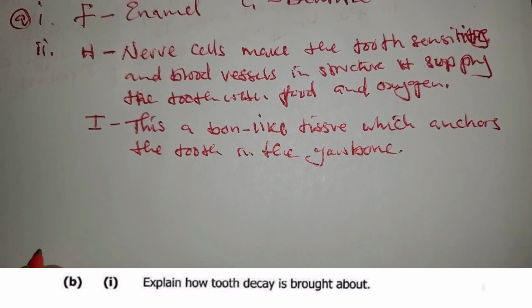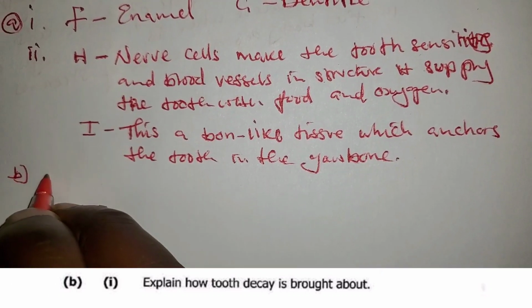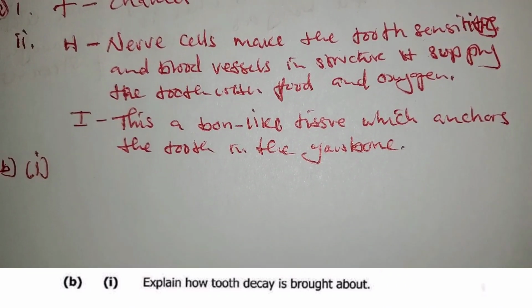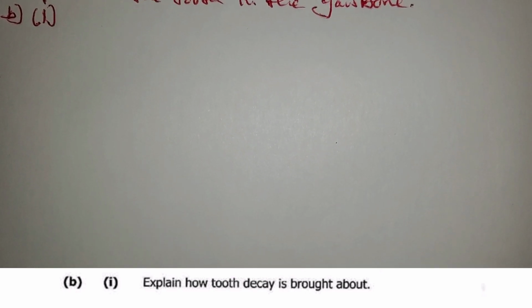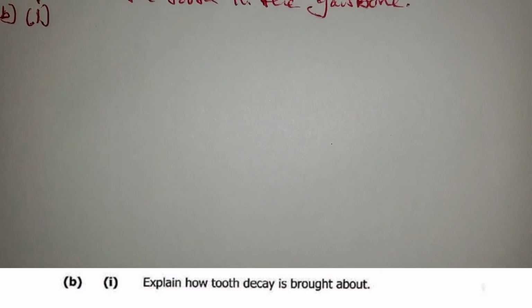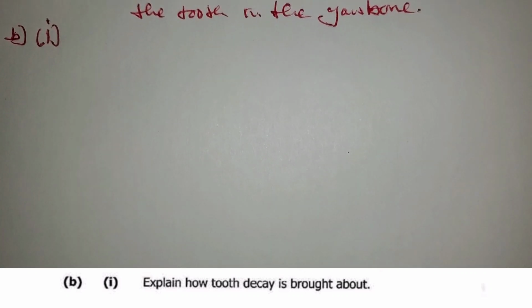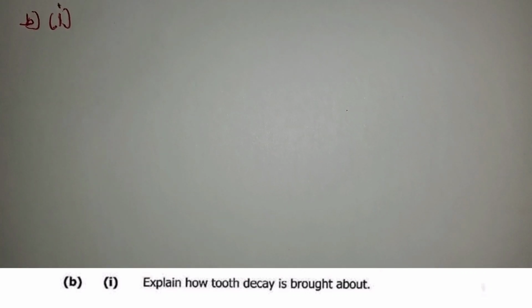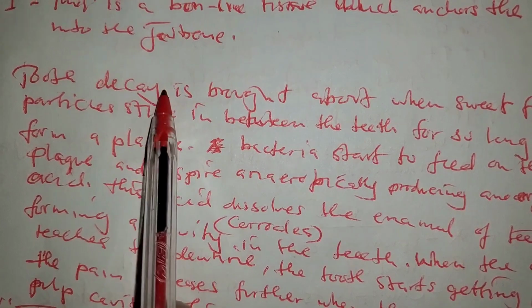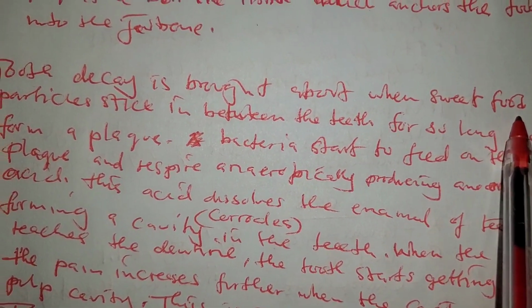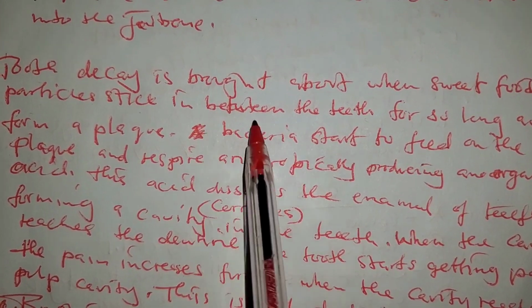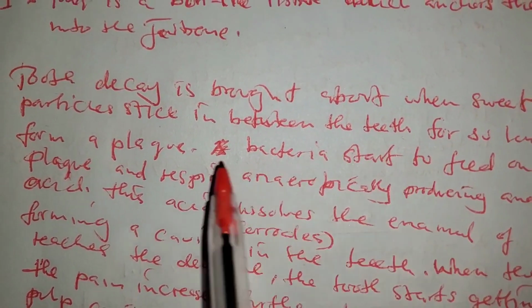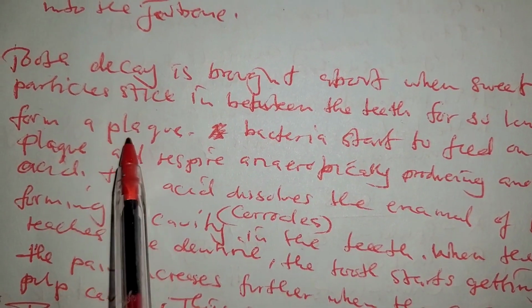Question B1. It's saying, explain, how many marks? 2, 3. Explain how tooth decay is brought about. Let me give you full information. Tooth decay is brought about when sweet food particles stick in between the teeth for so long and form a plaque.